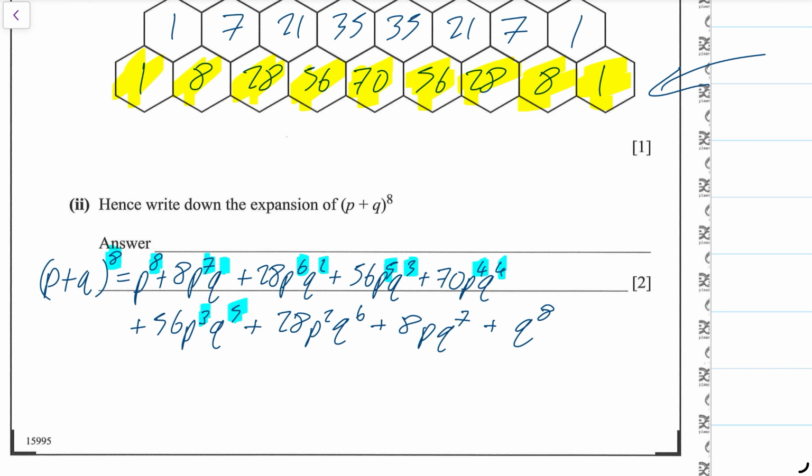They all the way along add up to 8. Next thing I want you to notice is that as my power of p goes down, my power of q goes up. My power of p goes down, my power of q goes up, my power of p goes down, my power of q goes up. And that happens all the way along until you get to just p to the power of 1 times q to the power of 7. And then really that's p to the power of 0 times q to the power of 8.